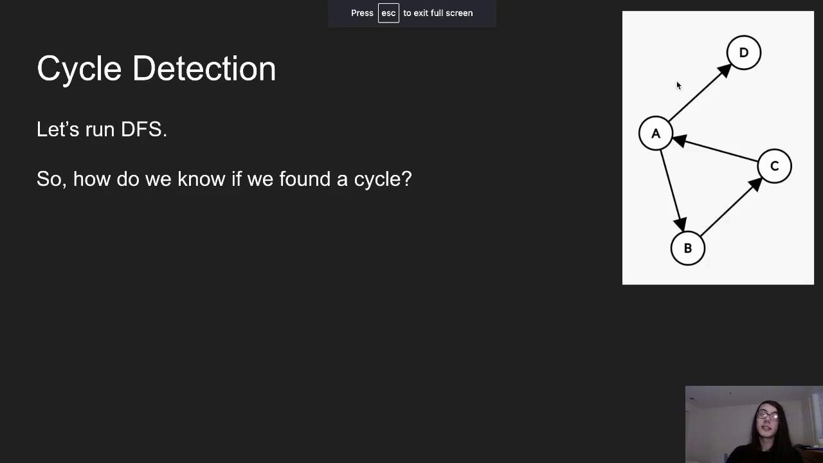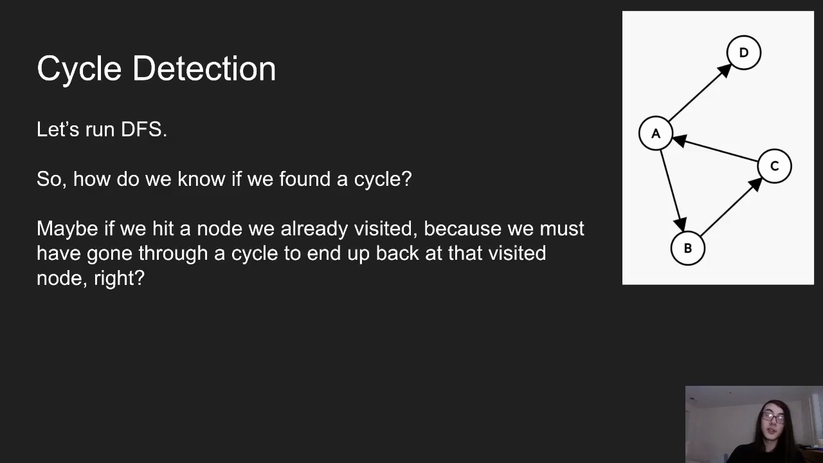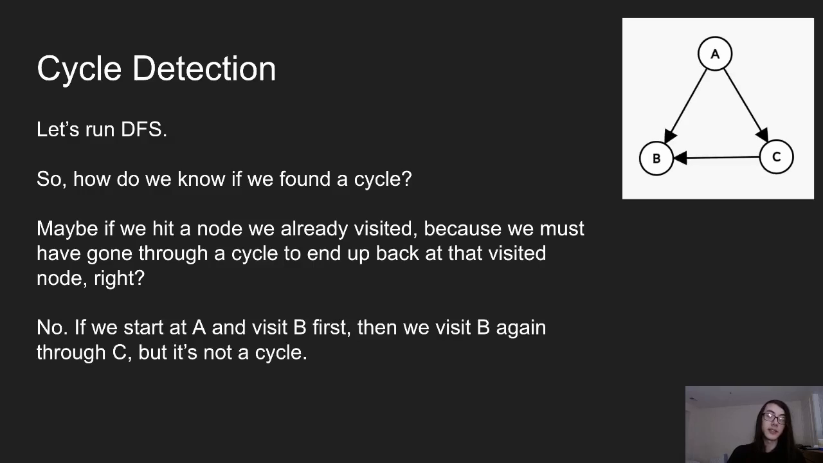So during our DFS, how do we know if we found a cycle? Pause and think if you want. A good guess is we have a cycle if we hit a node we already visited. And that sounds good, right? Because if we already visited a node, then we must have gone through a cycle to go from that node and then get back to that node, right? Well, the answer is no, because consider this case to the right.